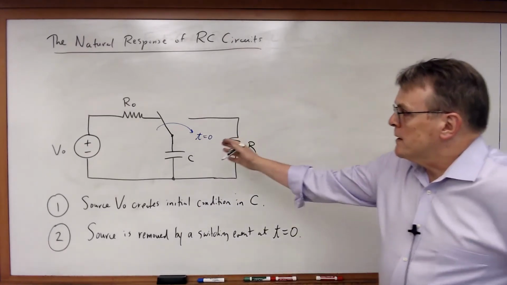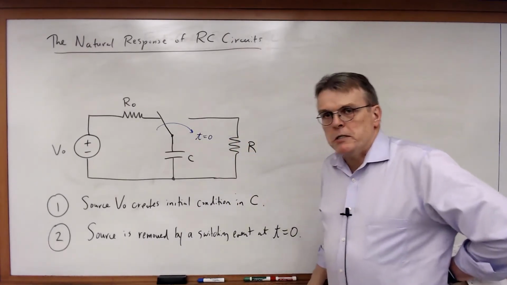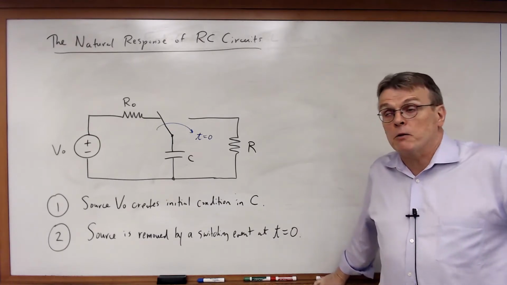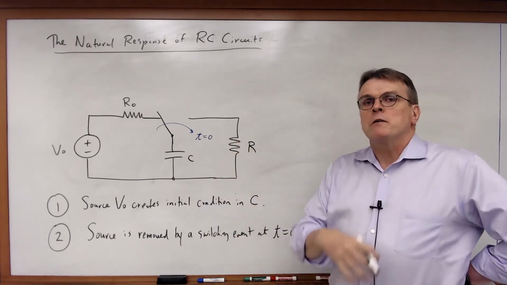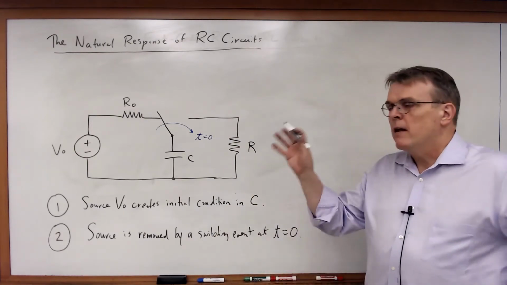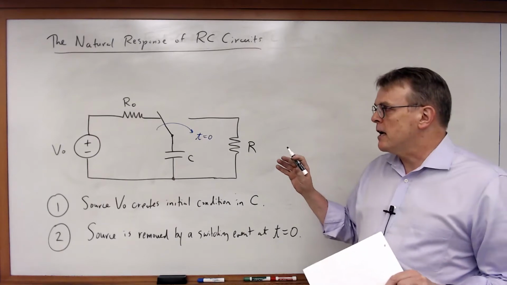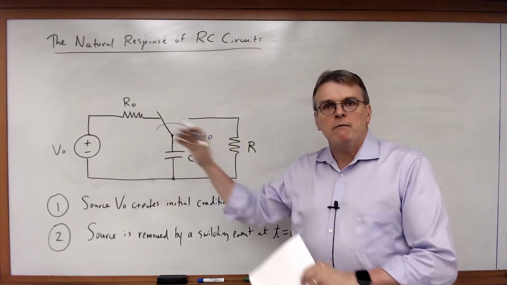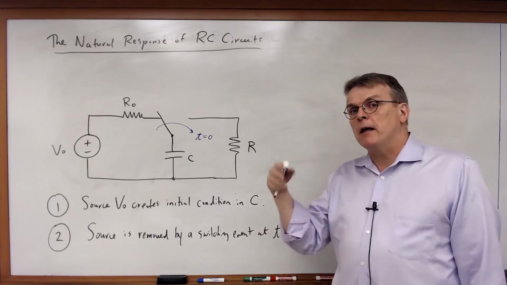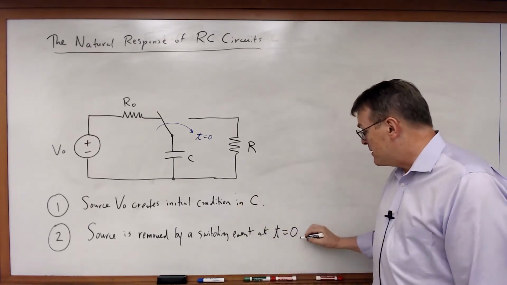So in some circuits, you're going to see that we use switches. In other circuits, later on, I'm going to show you how to mathematically describe a source which goes to a 0 value. It actually changes its value. But regardless, the idea is the same. We're going to remove the influence of that source at some switching event or some topological change that's going to happen at t equals 0.